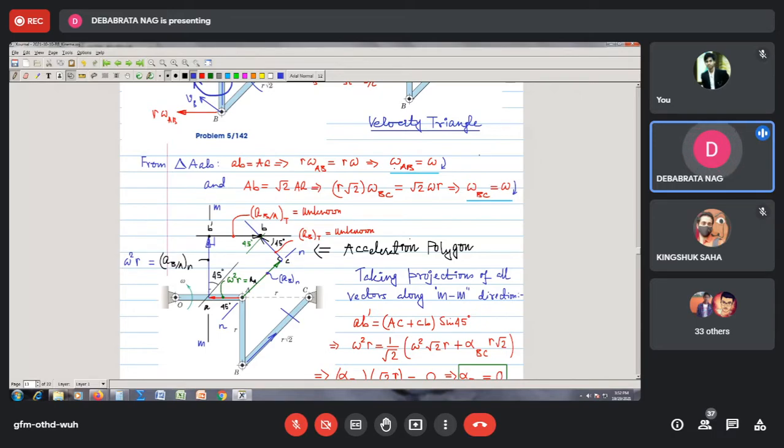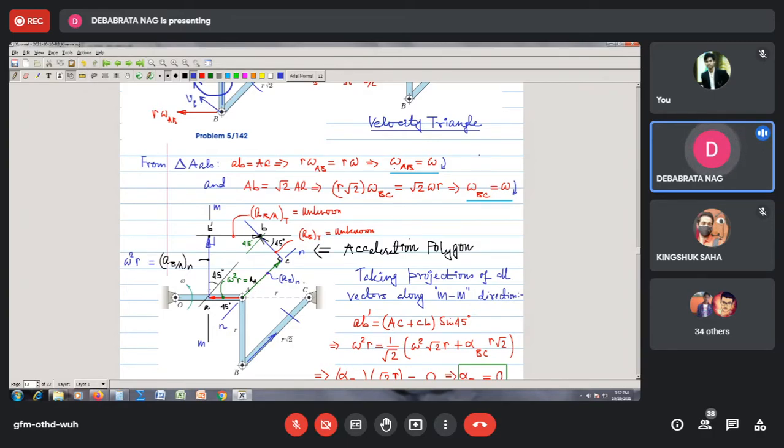This is the normal component of acceleration towards point C, and I know this magnitude. I know its magnitude also. Correct? So this is of course known to me. Since this is known to me, through the pole I draw a line parallel to this. You see, I draw this line AC parallel to the link BC, because I know this magnitude, right?